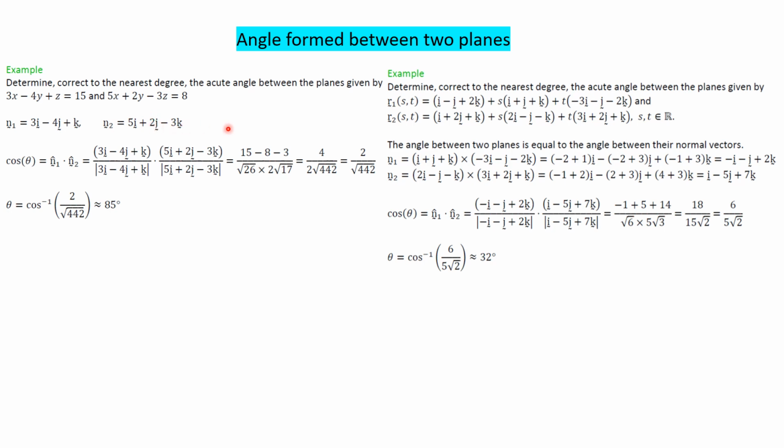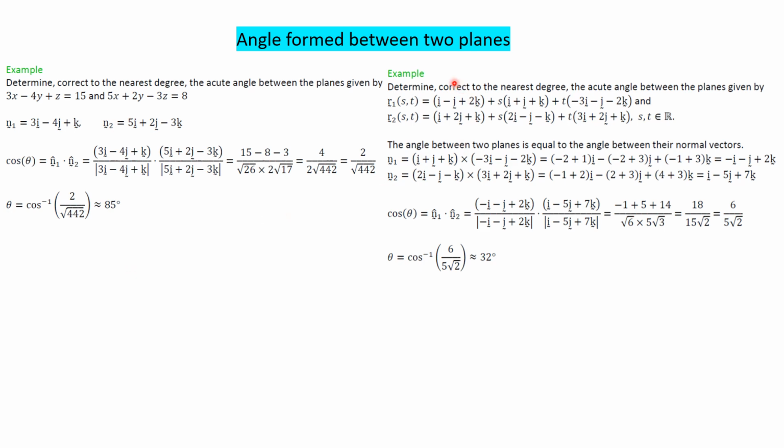And you have learned how to work out the angle formed between two vectors. So taking the dot product between the normal unit vectors will give you cos theta, and then you take cos inverse to work out the angle.